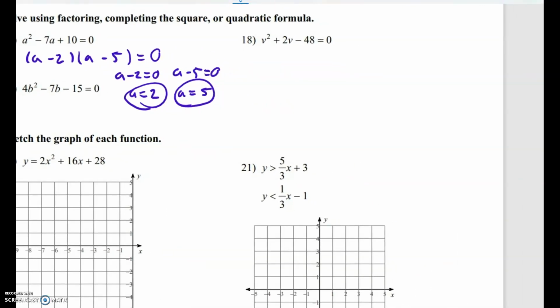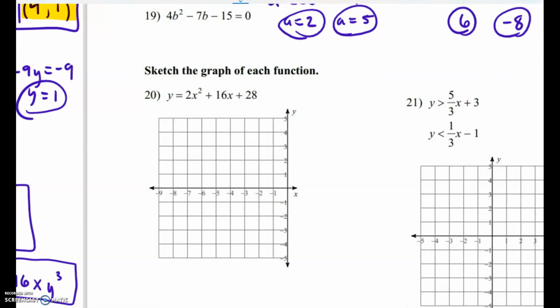Question number 18 looks like another one that I could factor pretty easily, so I'm going to do that. I'm going to set up my two parentheses. V and V makes V squared. Factors of negative 48 that can give me a 2 are going to be 8 and 6. Since the middle term's positive, I'm going to want a positive 8 and a negative 6. And that would multiply out to give me that trinomial. Set each factor equal to 0, and we get 6 for this answer, and we're going to get negative 8 for this answer.